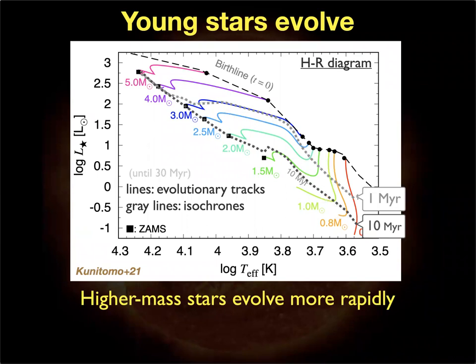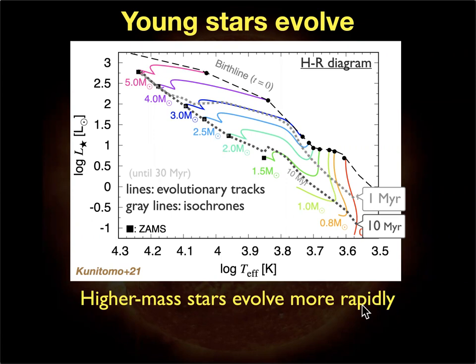These isochrones indicate that 4 solar mass and 5 solar mass stars evolve rapidly. They reach main sequence within 1 million years. On the other hand, for example, 1 solar mass stars reach their main sequence at 40 million years. So higher mass stars evolve more rapidly.